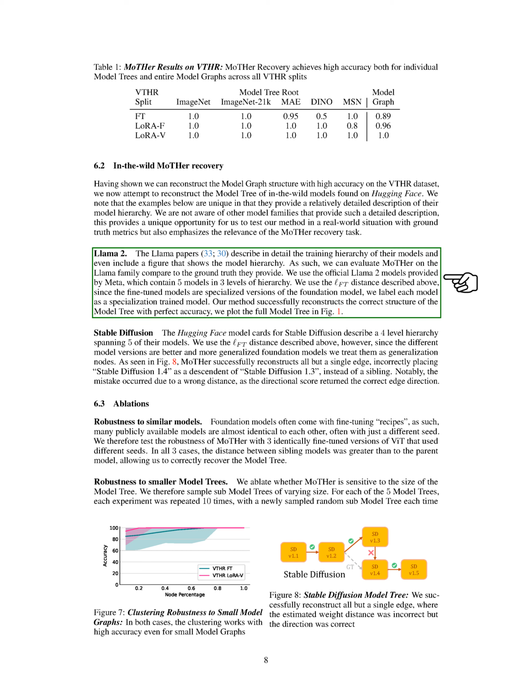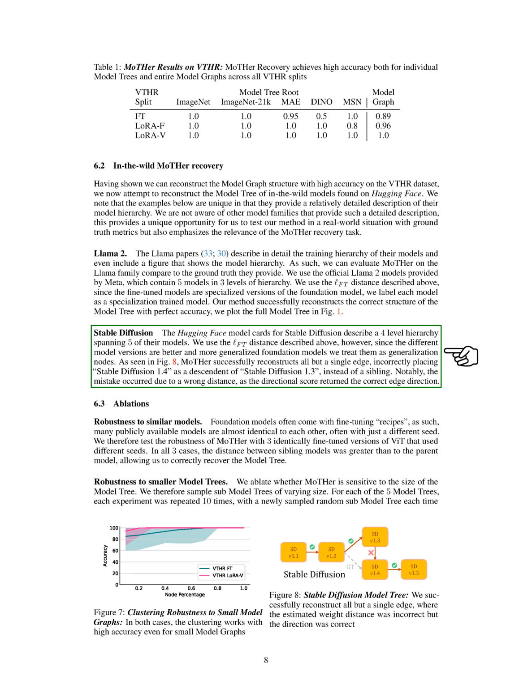Section Llama 2. In this section, we delve into the detailed training hierarchy of the models presented in the Llama papers. The models are structured in a hierarchy, and we can assess MoTHer's performance on the Llama family models compared to the provided ground truth. We utilize the official Llama 2 models from Meta, which consist of 5 models organized into 3 levels of hierarchy. Since the fine-tuned models are specialized versions of the base model, we classify each model as a specialization-trained model. Our approach accurately reconstructs the model tree structure with perfect precision, as shown in the full model tree plot in Fig. Llama_tree.